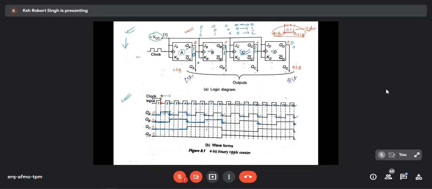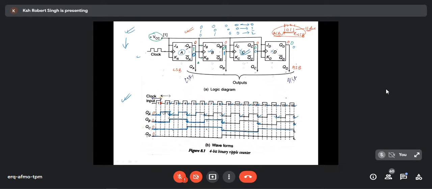Because J is 1 and K is 1. For all the flip-flops, J and K are always given 1, connected to 1, till the last one. If J is 1 and K is 1, the output will keep changing, that is, toggle. So it toggles here, and it will remain high until it gets another pulse. When another pulse comes, it will toggle, go down and remain low until another clock pulse. So it goes high, and it goes like this. Is it okay?